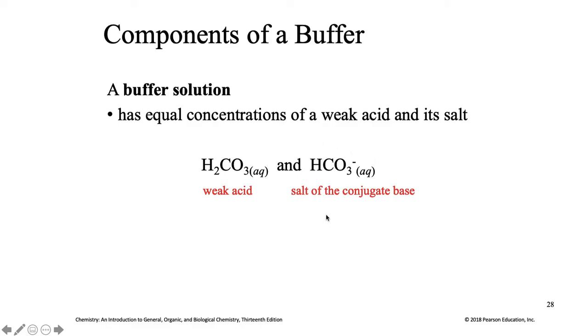But the important part that you need to absolutely remember, the components of a buffer are a weak acid and its conjugate base. These two are related because this is my weak acid and this is the conjugate base that is formed when that proton leaves the acid. So they both have to be present, and they both have to be present in equal concentrations. That is what makes a buffer. Not that I just have a weak acid, not just that I have a base, but they both have to be present, and they have to be present at equal concentrations.